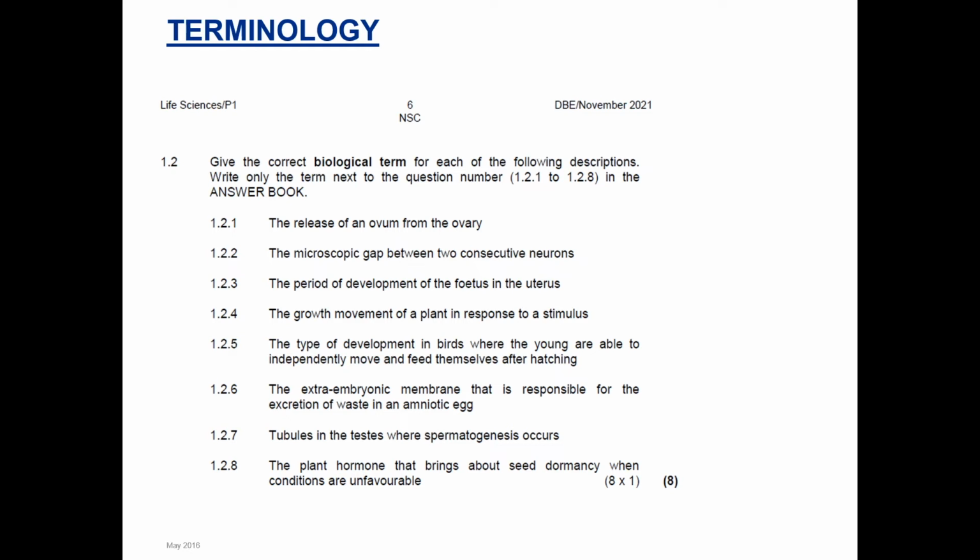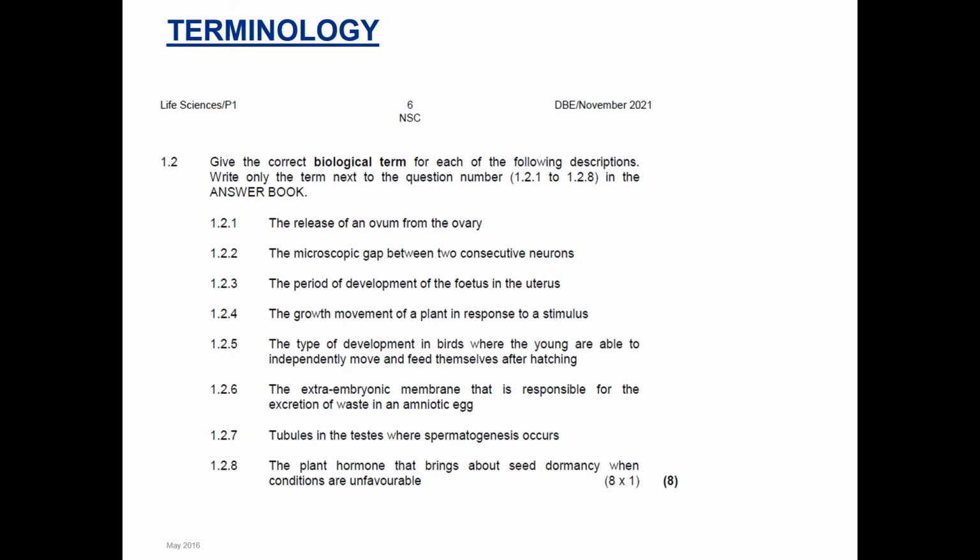122. The microscopic gap between two consecutive neurons is a synapse. I'll give you time to write down as I'm talking. 123. The period of development of the fetus in the uterus. Period of development, gestation. Please do not write pregnancy. Pregnancy is not a biological term.